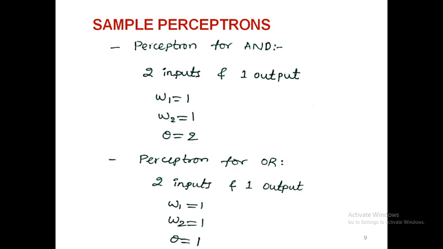In a similar way, the perceptron for the OR gate. Here also you have 2 inputs and 1 output. The corresponding weights are W1 equal to 1 and W2 equal to 1, and here I have taken the threshold as 1. The threshold value needs to be 1 because of when the OR gate will fire. Analyze it in a similar way to the AND gate. As homework, you analyze how the perceptron for OR will work out. Just do it by yourself.